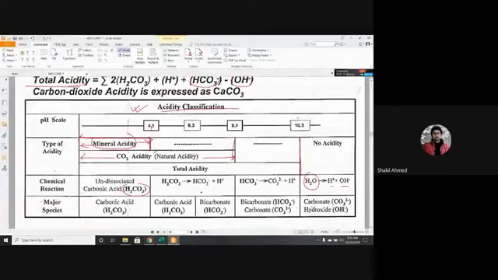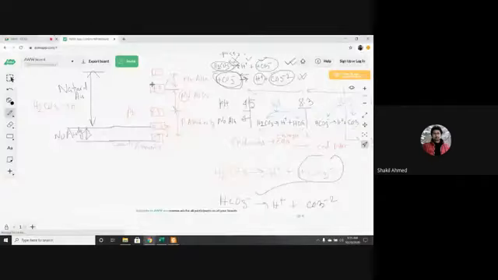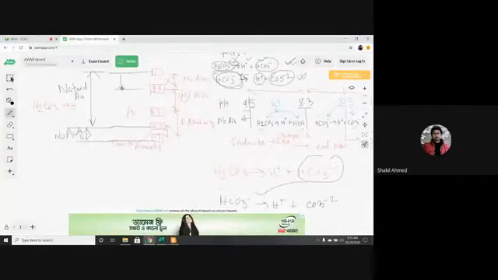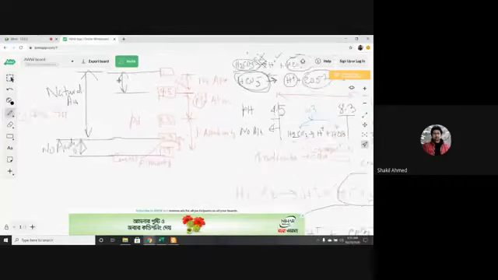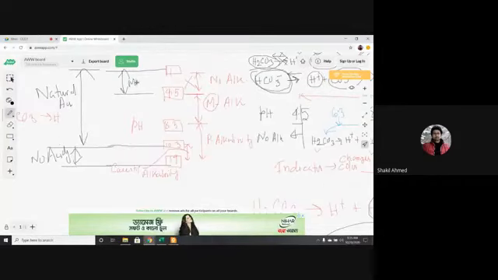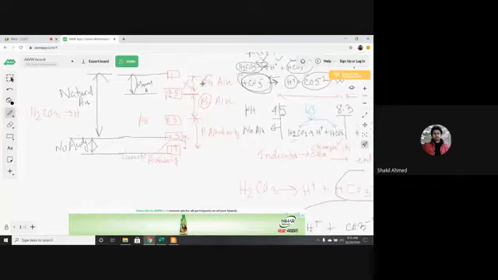And from 0 to 4.5, that's called mineral acid. Mineral acid. While we got no alkalinity from 0 to 4.5, we got no acidity from 10.3 to 14.